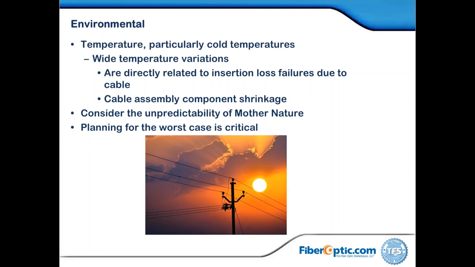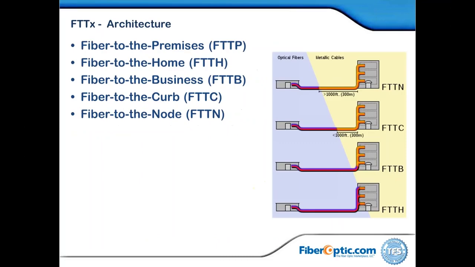And by this, I'm pretty much talking about the environment of our operating network. So temperature, particularly cold temperatures, can cause a wide variation. And it's all related to losses and failures due to cable and cold temperatures, and cable assembly shrinkage. Since most of a fiber cable is probably 90+% plastic, it does have an impact in extremely cold temperatures. And of course, Mother Nature and planning for the worst case.